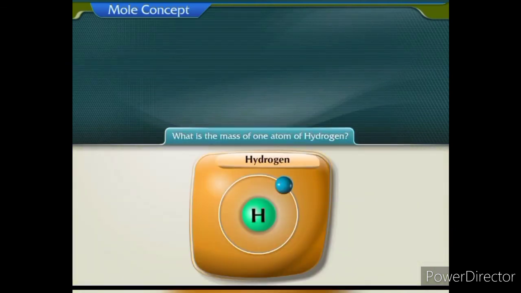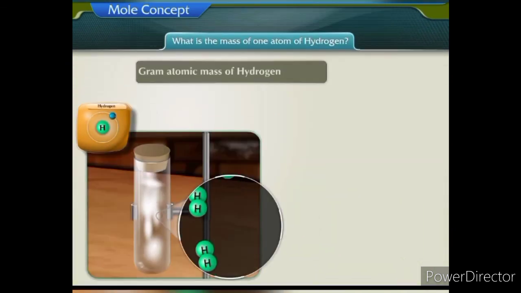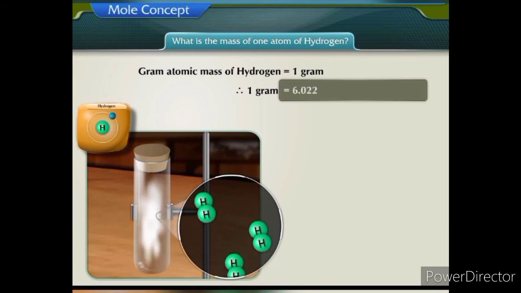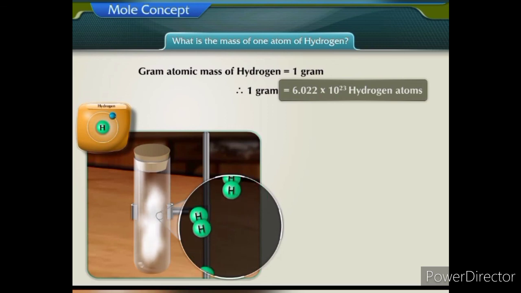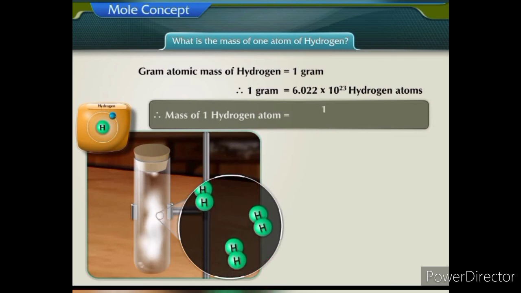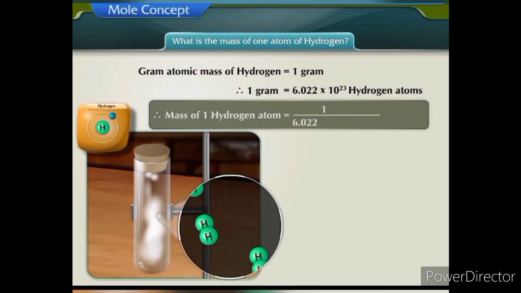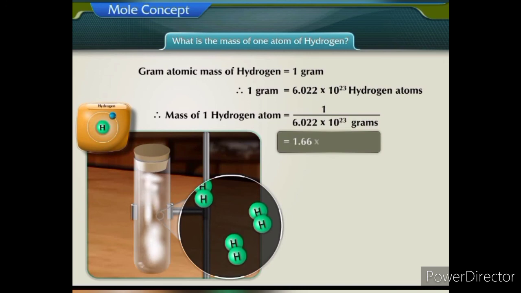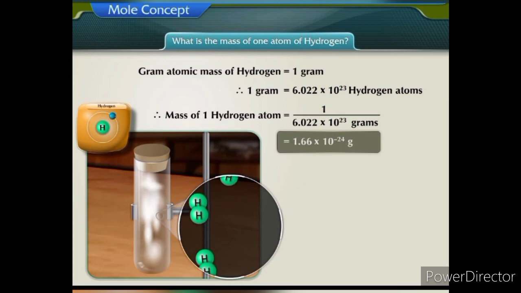What is the mass of 1 atom of hydrogen? The gram atomic mass of hydrogen is 1 gram. The gram atomic mass of hydrogen will contain 6.022 into 10 raised to 23 hydrogen atoms. Therefore, the mass of 1 hydrogen atom is equal to 1 divided by 6.022 into 10 raised to 23 gram. This is equal to 1.66 into 10 raised to minus 24 gram.